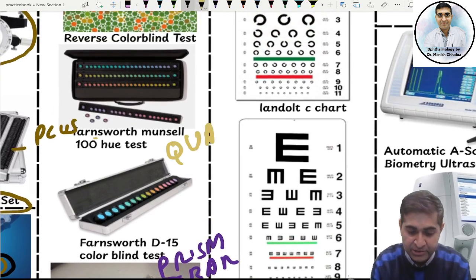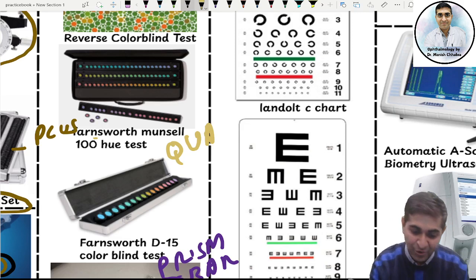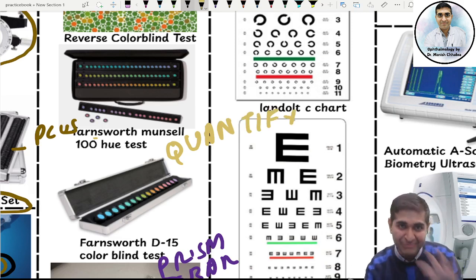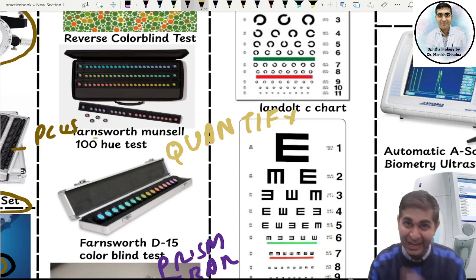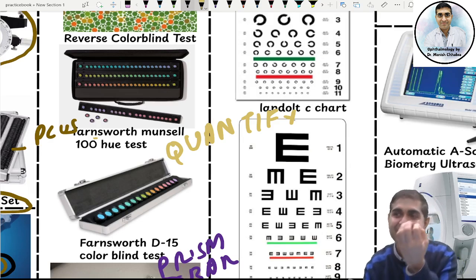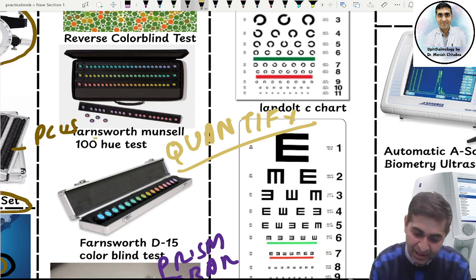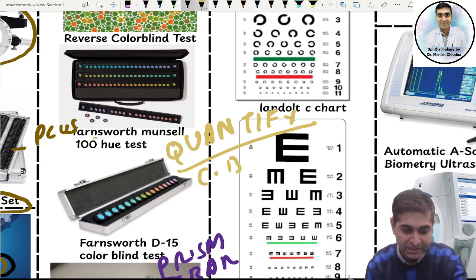Quantify color blindness. The pen is stopping in between, and side by side I am constantly receiving calls from my hospital emergency, which is drawing my attention. So that is why Bagolini striated... There was a slip of tongue in which I said it is used for correction of cylindrical error. No, that was not right. I had corrected it.